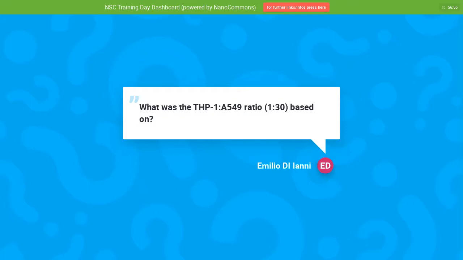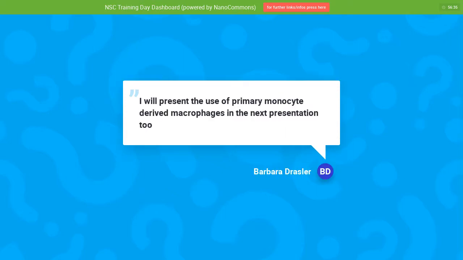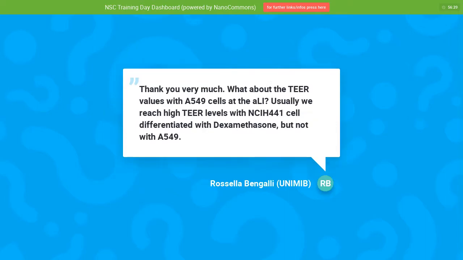That ratio is based on previously published literature as well as historical data that have been produced by different labs. Yes, exactly. So Barbara is going to show the primary monocyte work.